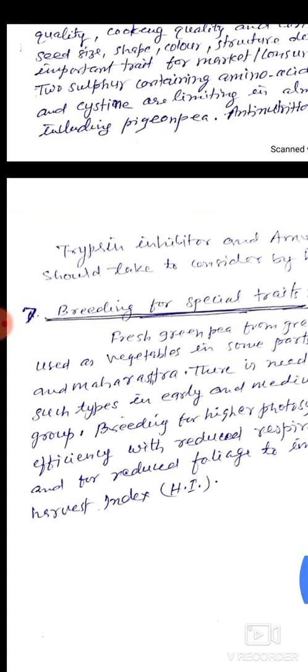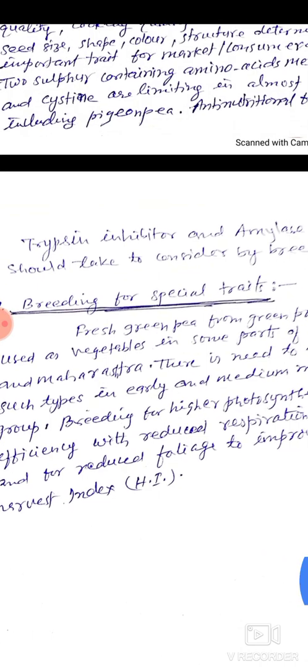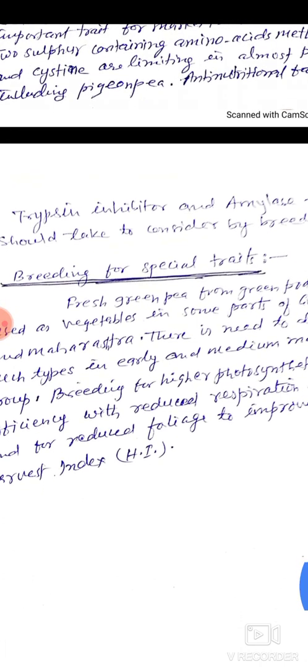And the next point is breeding for special traits. Fresh green peas from green pods are used as a vegetable in some parts of Gujarat and Maharashtra. There is a need to develop such types in early and medium maturity groups. Breeding for higher photosynthetic efficiency with reduced respiration losses, and for reduced foliage to improve the harvest index, are the characters to be taken into consideration.